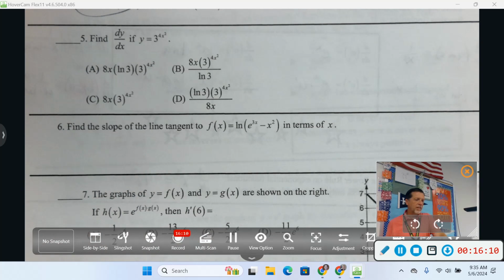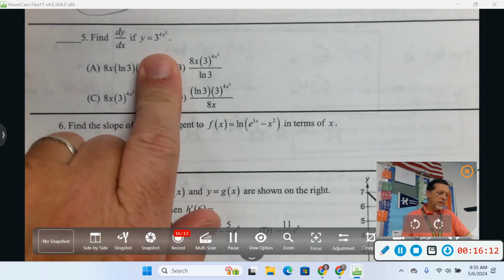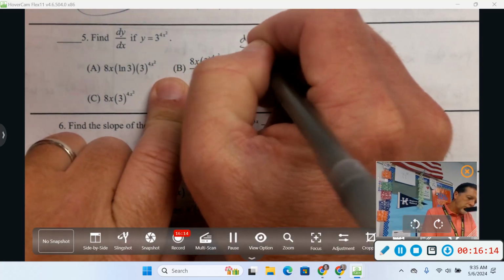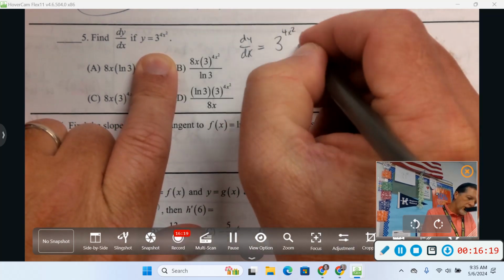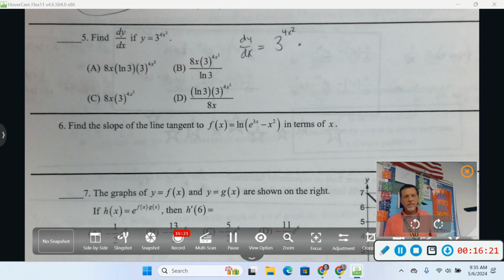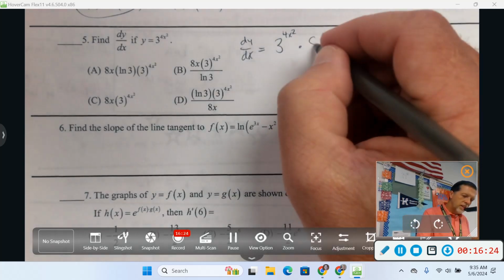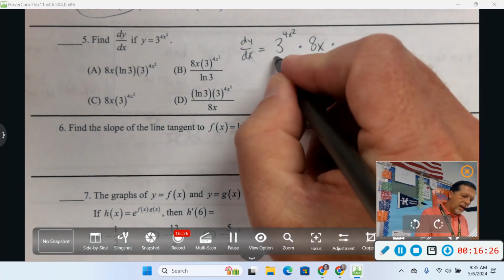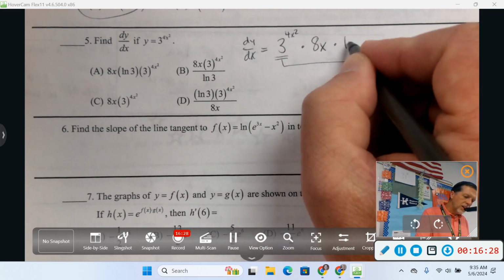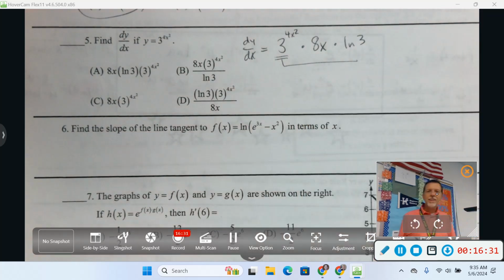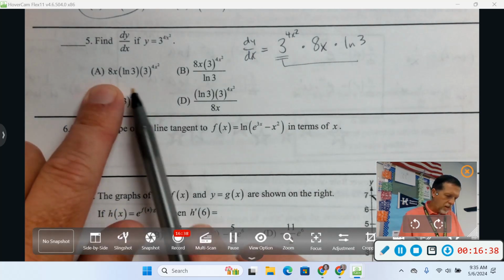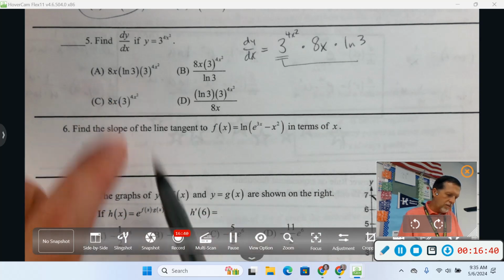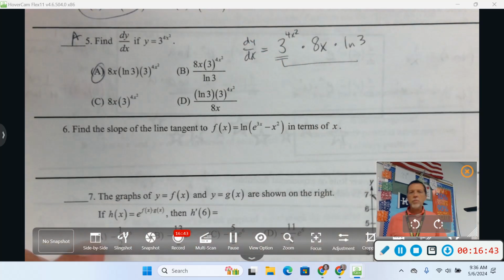Number 5. Oh, different base. So 3 to some power is still 3 to that power. But chain rule gives me 8x. And then if my base isn't e, then it's natural log 3 tagged on to the end of that. So let's see if any of these match up. 8x, ln 3, 3 to the, yeah. So different order than I put them in, but same thing.